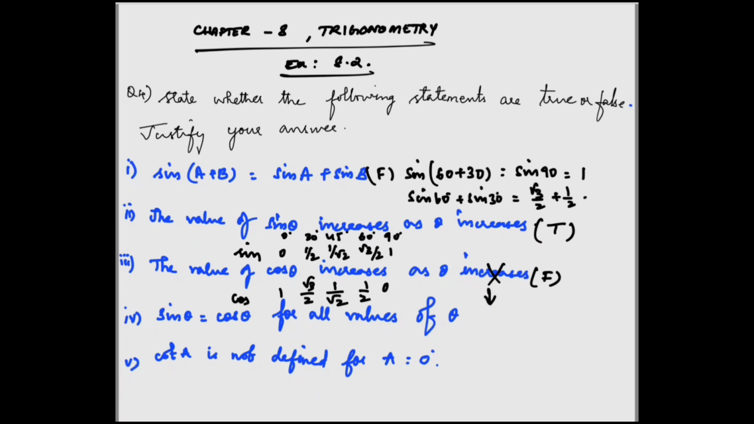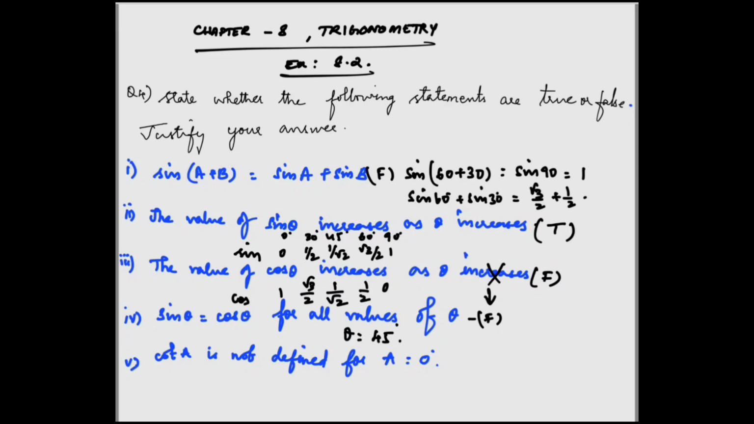Question number 4. Sin theta is equal to cos theta for all values of theta. It is a false statement. Clearly from the table, every value differs except for theta equal to 45 degrees. Only sin 45 and cos 45 match each other.